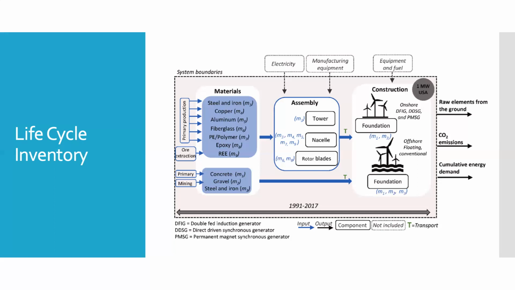But the rare earth metals comprise 17 different elements with similar properties, but the rare earth metals of the highest importance are neodymium and dysprosium. And the three environmental impacts that were assessed with respect to these material requirements were the number of raw materials needed, the carbon dioxide emissions, and the cumulative energy demand.